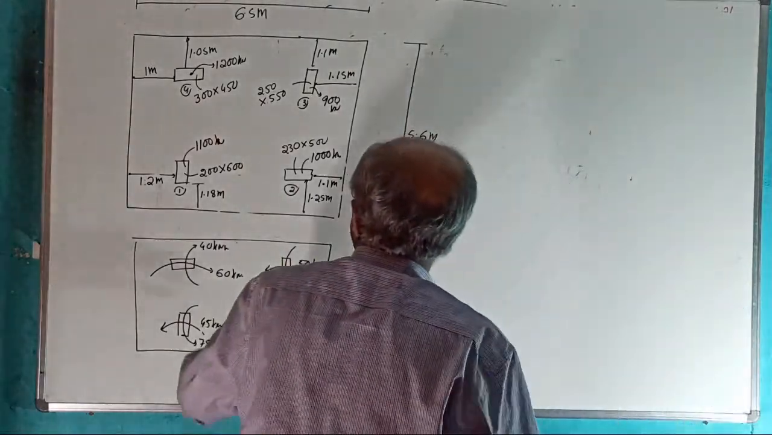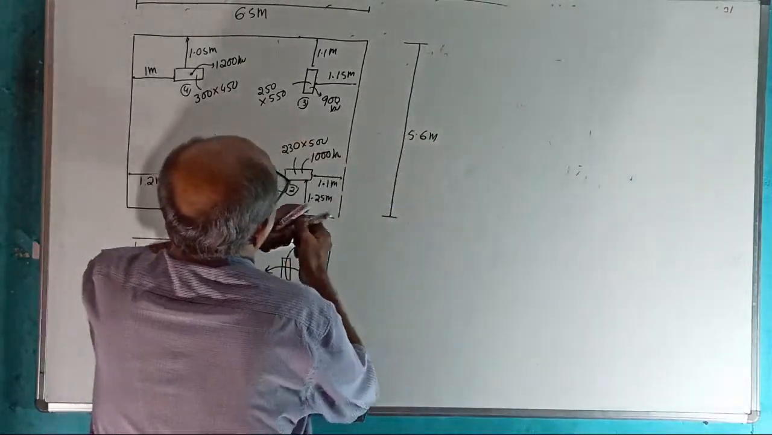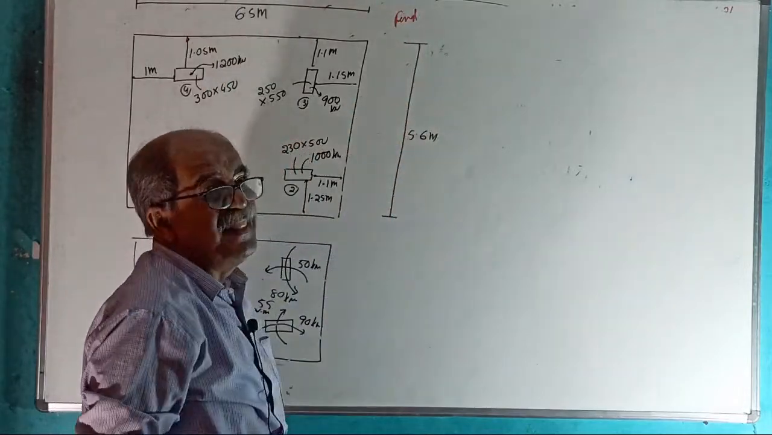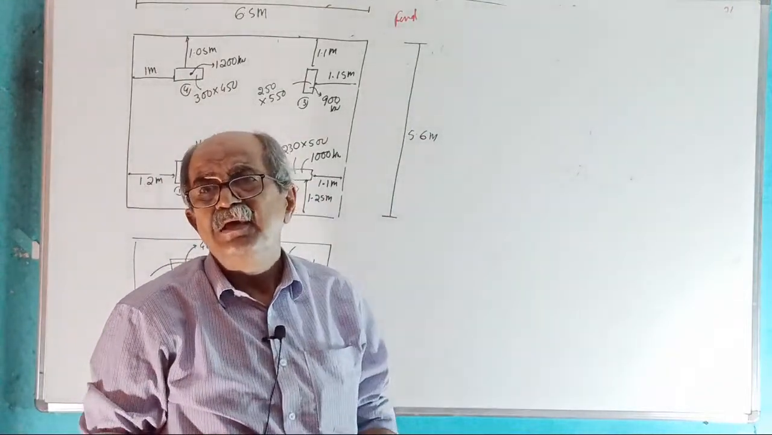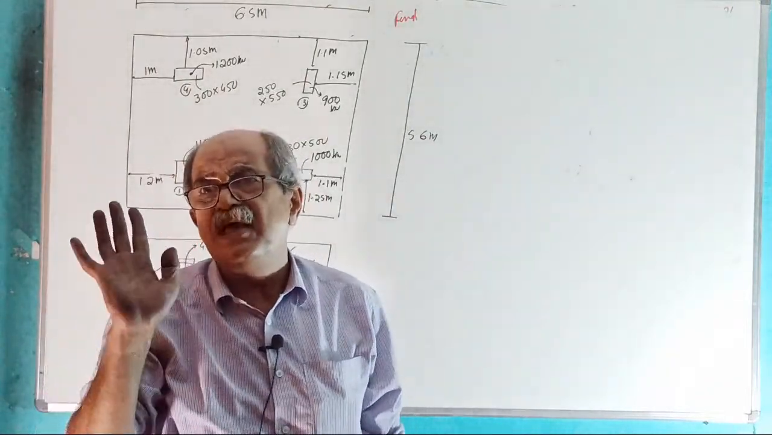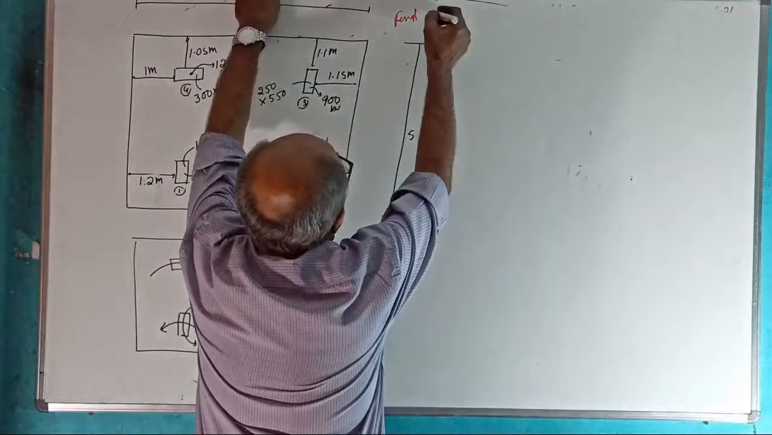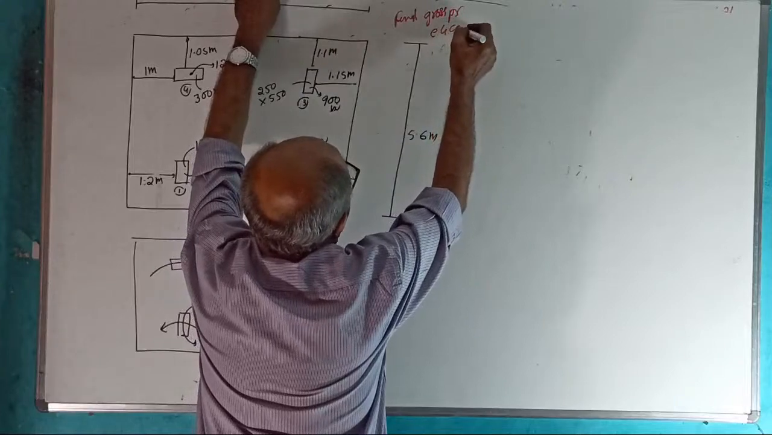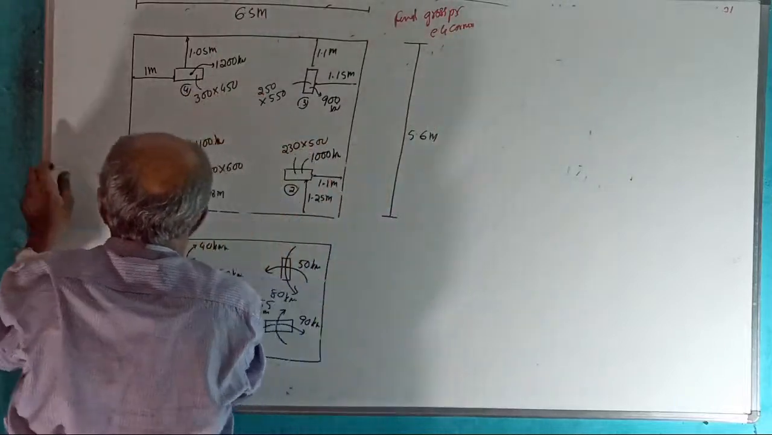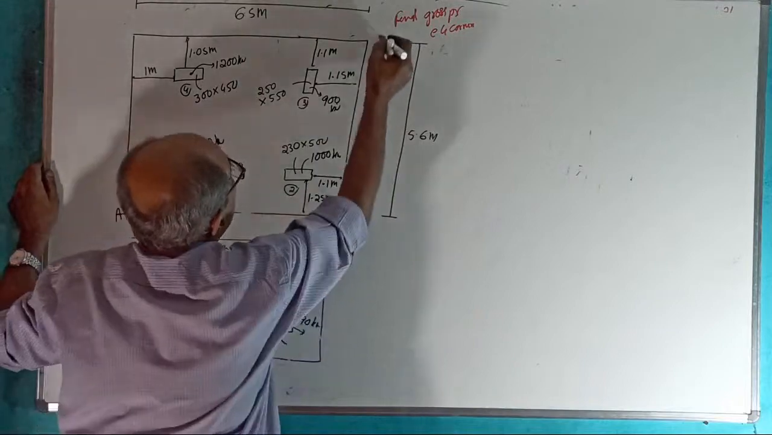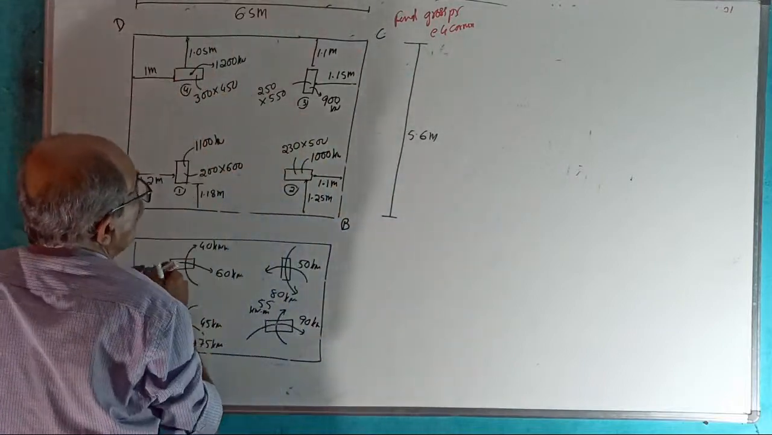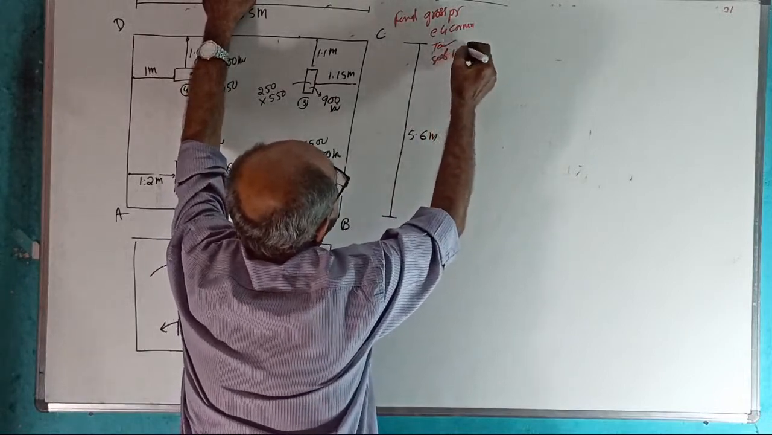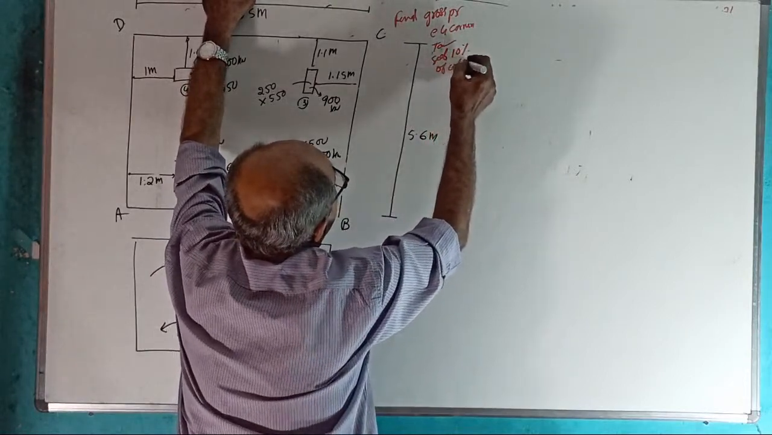Okay, now that's all. Question is, find only gross pressure. Net pressure we don't require. Why, tell me? Because we are not going to do manual design of raft. Find gross pressure. Gross pressure at 4 corners, say A, B, C, D. At 4 corners, taking self weight of footing as 10% of column load.